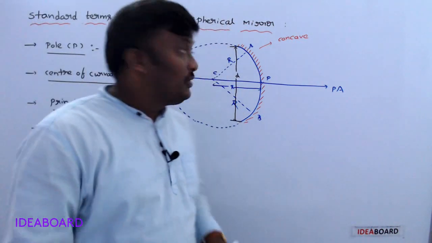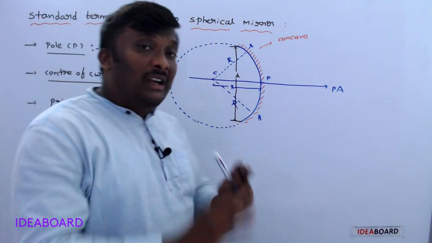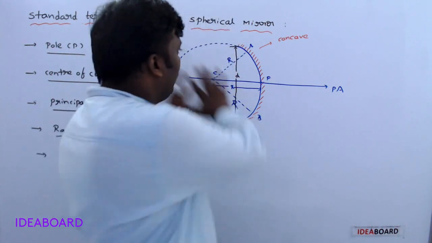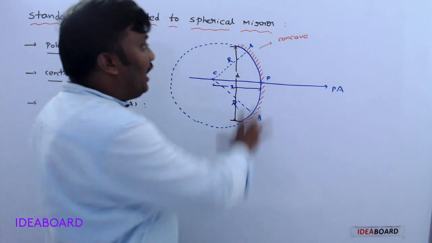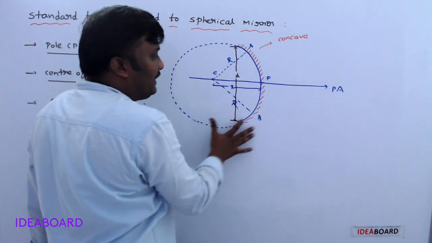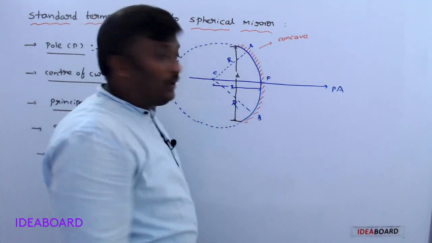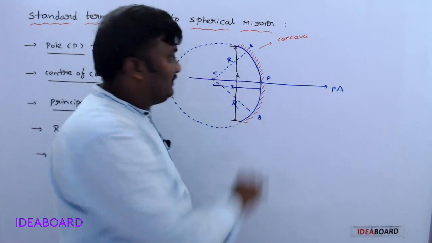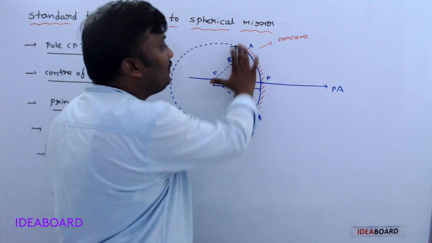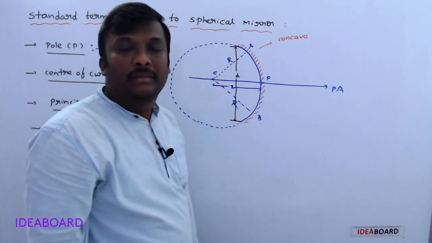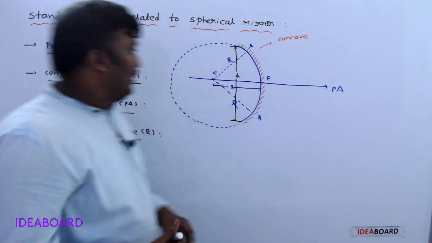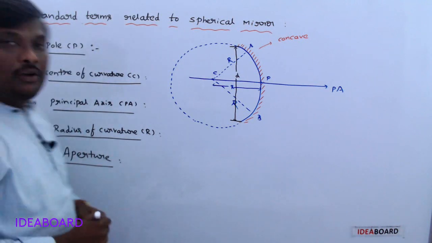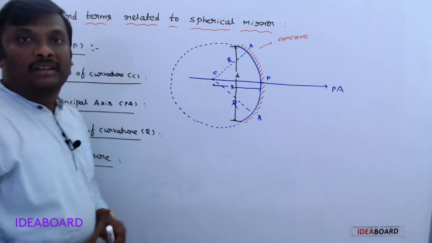Understand? What is aperture? Aperture is nothing but the effective diameter of the mirror cross section through which a ray of light is incident on the reflecting surface. This is not the diameter of the spherical shell. It is the diameter of the mirror only. Do you understand? Now let us see all these terms related to the convex mirror.